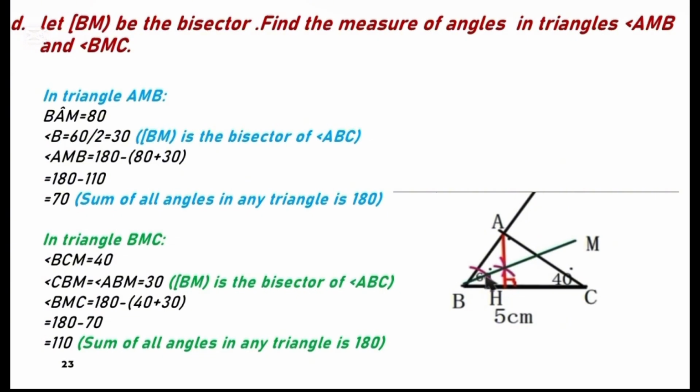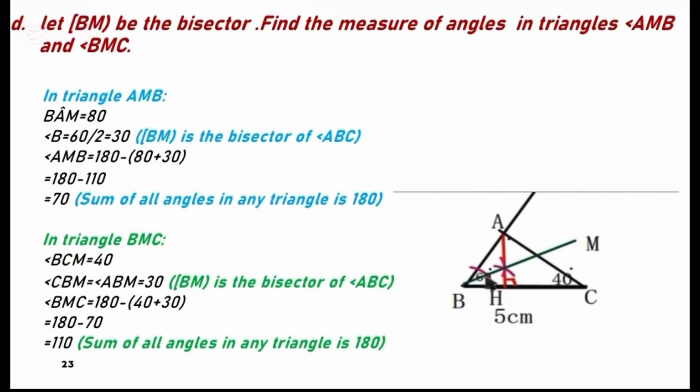Now, how to find the missing angle AMB? It's 180 minus the sum of the given angles, which are 80 plus 30. So 180 minus 110 equals 70 degrees. As usual, write between brackets, sum of all angles in any triangle is 180.